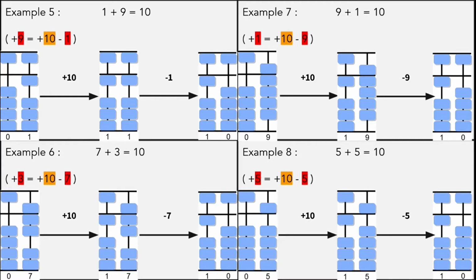5 plus 5 is the same as 5 plus 10 and then I remove the extra, which is 5. So plus 5 is equal to plus 10 minus 5. I remove the extra of 5.